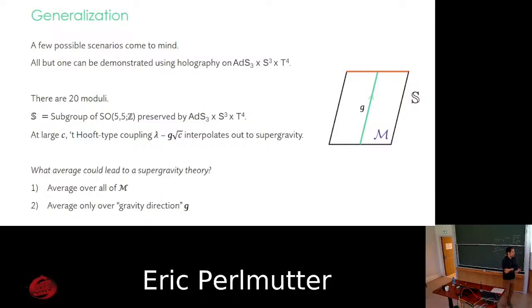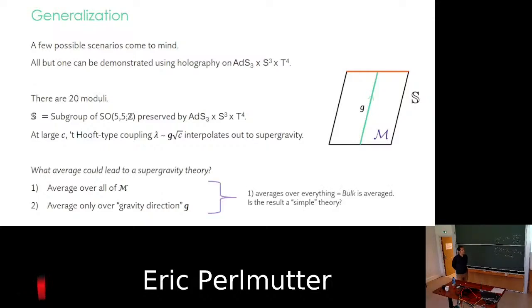Well, there are two basic possibilities that I could imagine. The first is that you average over all of M, like we did in N=4. And the second is that you just average over this direction, g, thus leaving the other moduli unaveraged. How you do these averages, what measure you use, I'm not quite sure. I'm not sure it may matter in the end. The only other comment I want to make is that this first scenario is a little funny. It averages over everything, so in other words, the bulk is also averaged. But it could nevertheless land you on a simple theory of supergravity, which would be nice.